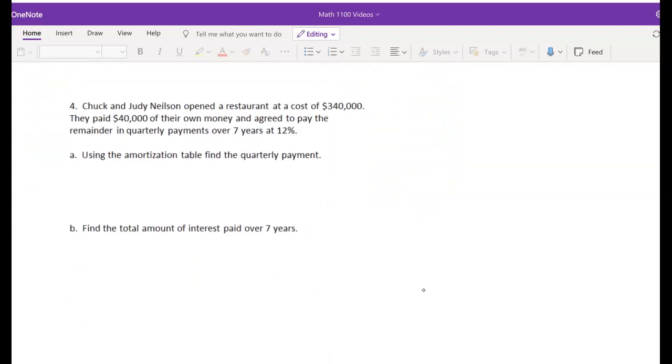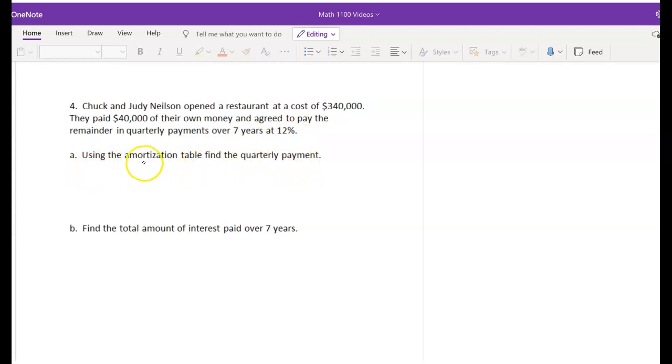Question 4 says that a couple opened a restaurant at a cost of $340,000, and they paid $40,000 of their own money, and then they're going to borrow the rest and make quarterly payments over 7 years using a 12% interest rate. Using the amortization table, find the quarterly payment.